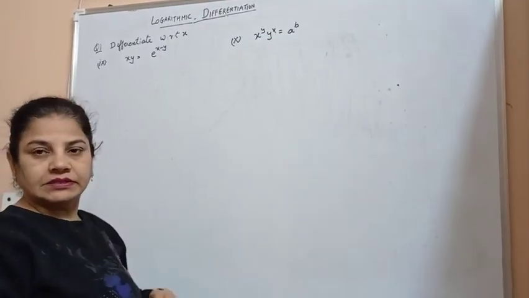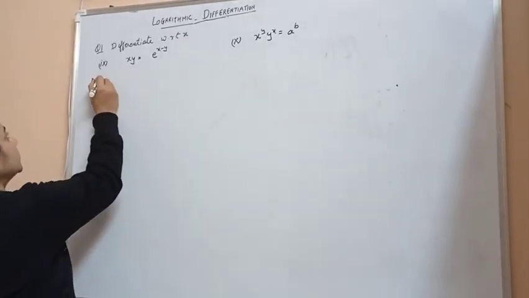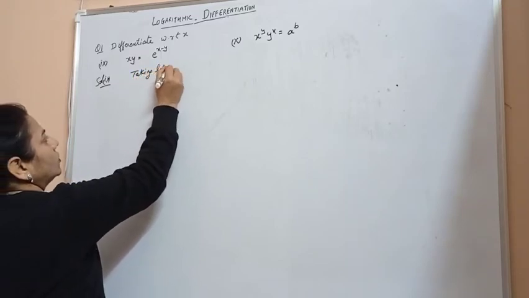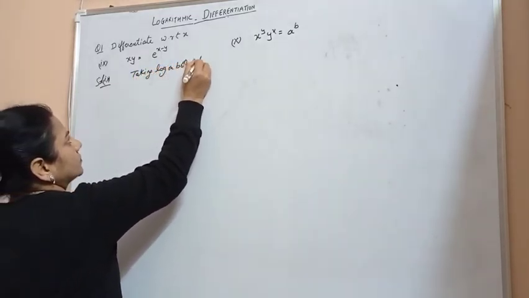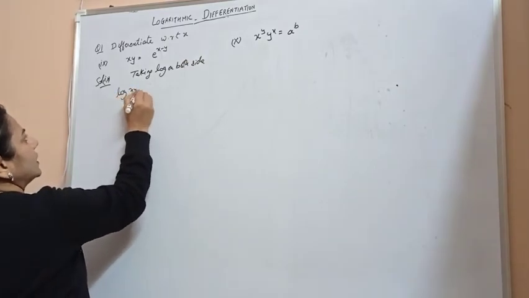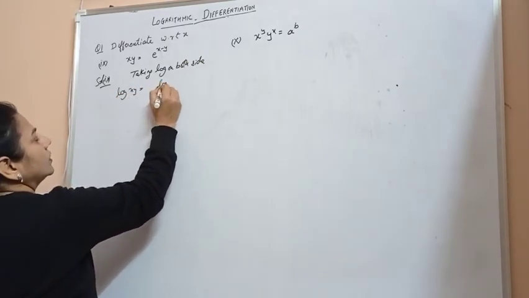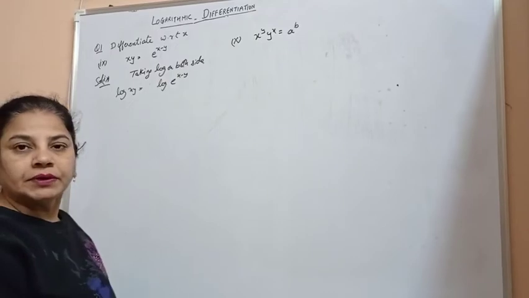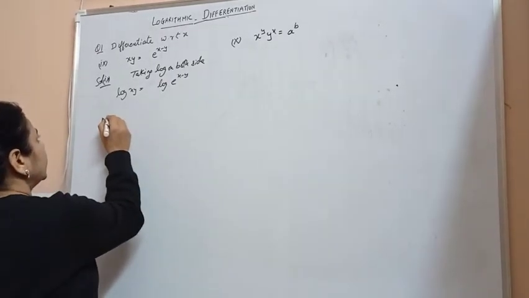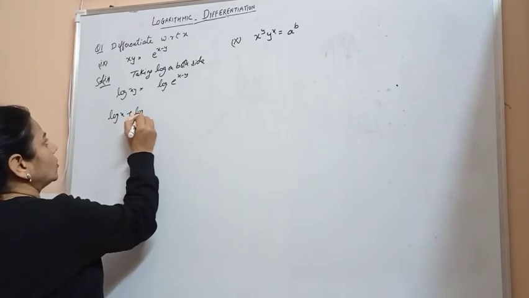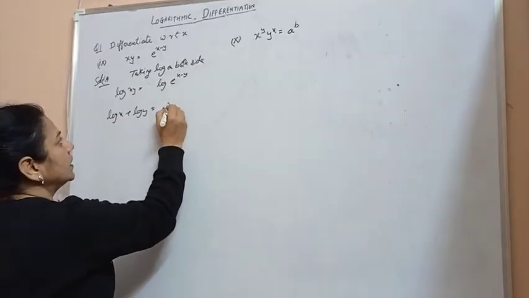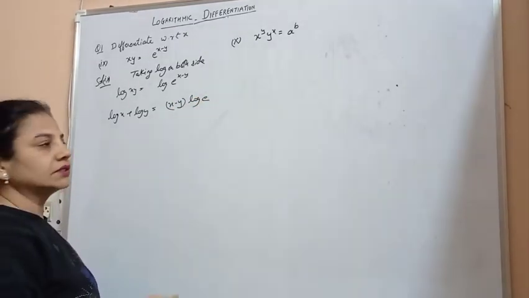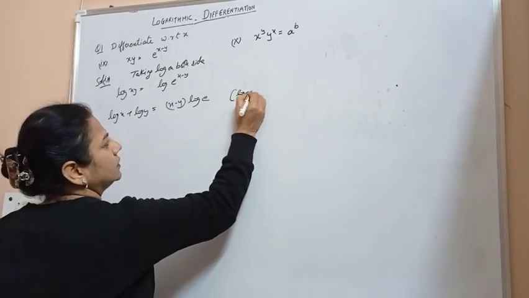xy equals e to the power x minus y. Taking log on both sides, I get log xy is equal to log e to the power x minus y. Here for log xy, I apply the property log x plus log y. I get log x plus log y, and here the power comes in front, (x minus y) log e. And we know that the value of log e is 1.